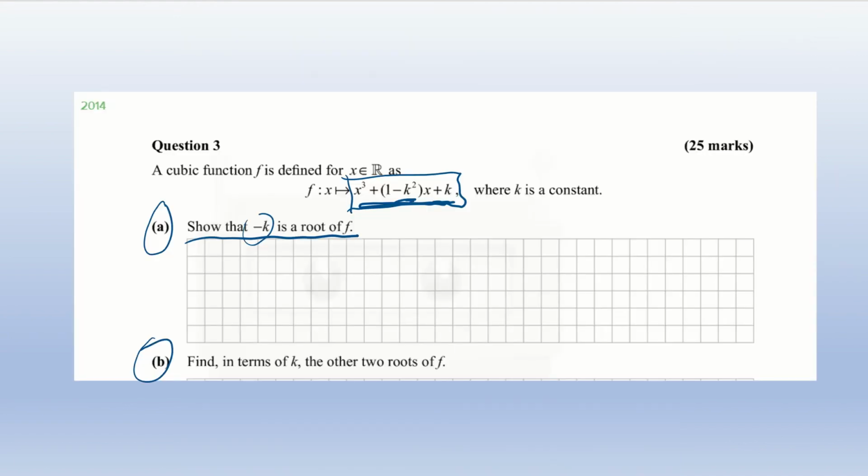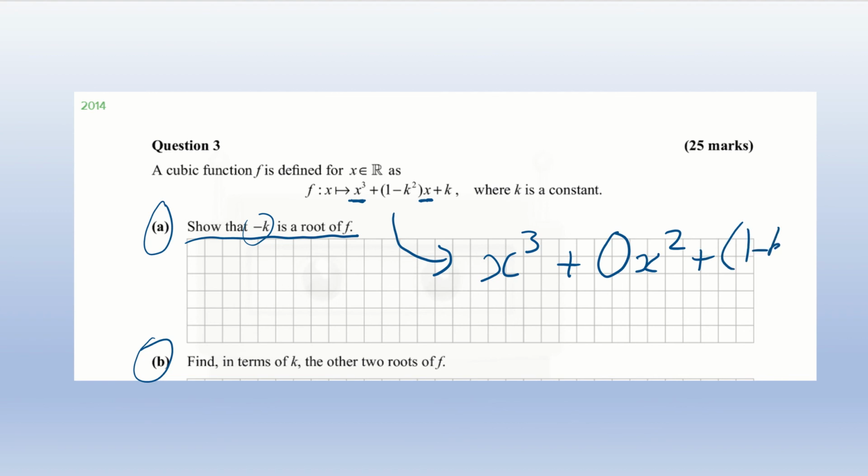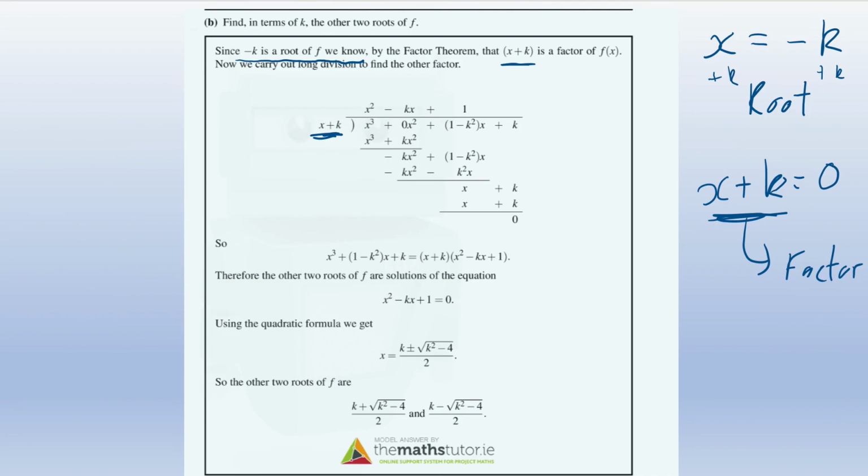In your original equation here, it mightn't be obvious to see, but you have an x cubed, you have an x, you don't have an x squared there. So in order to make this question flow as well as possible, you would need to rewrite that as x cubed plus 0x squared plus (1 minus k squared)x plus k. That there is very important because it'll help you keep your structure all the way down, and you'll see that that's what they've done here.